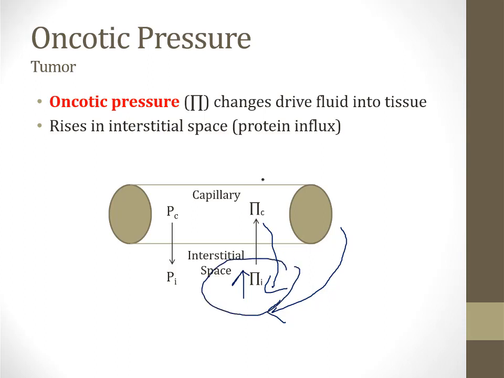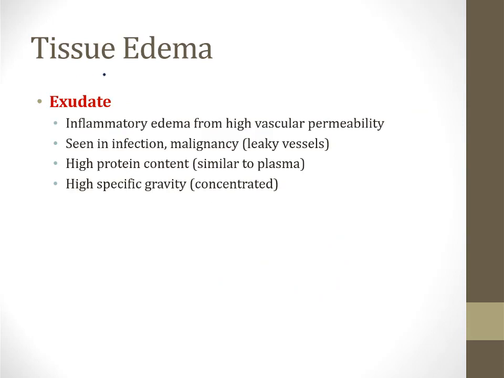And I've summarized these points on the slide. Oncotic pressure changes drive fluid into tissue at sites of inflammation, and this is caused by a rise in the oncotic pressure in the interstitial space caused by protein influx. When you evaluate patients clinically, you will often identify tissue edema or swelling as part of a disease process. For example, that swollen big toe we saw earlier from gout is an example of tissue edema, but there are many other disease processes that also lead to the same thing.